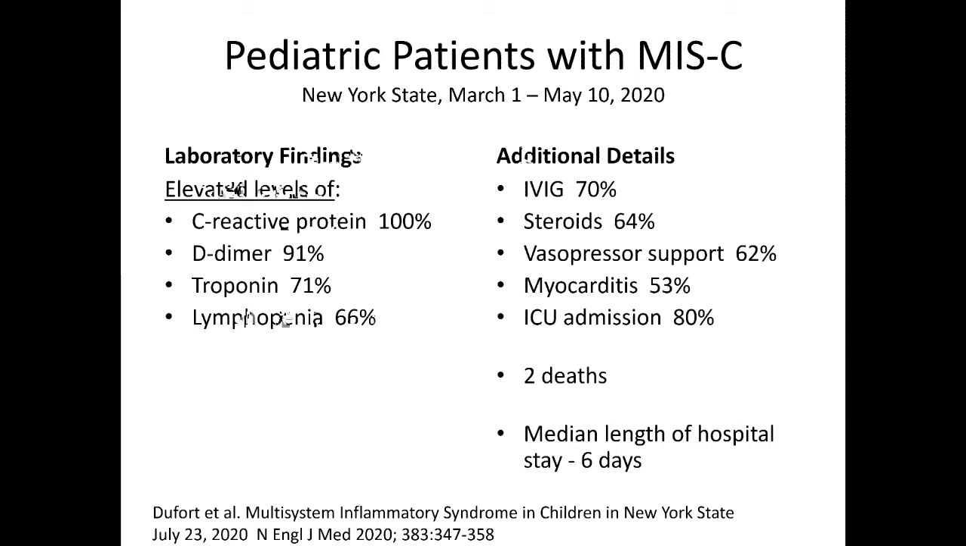And then they also presented data on how they treated these patients. So many were treated with IVIG and steroids. Many needed vasopressor support and ICU admissions. 53% had myocarditis, and there were 2 deaths in that series. And the median length of stay was 6 days. So it was a rather serious illness that was seen in these children.